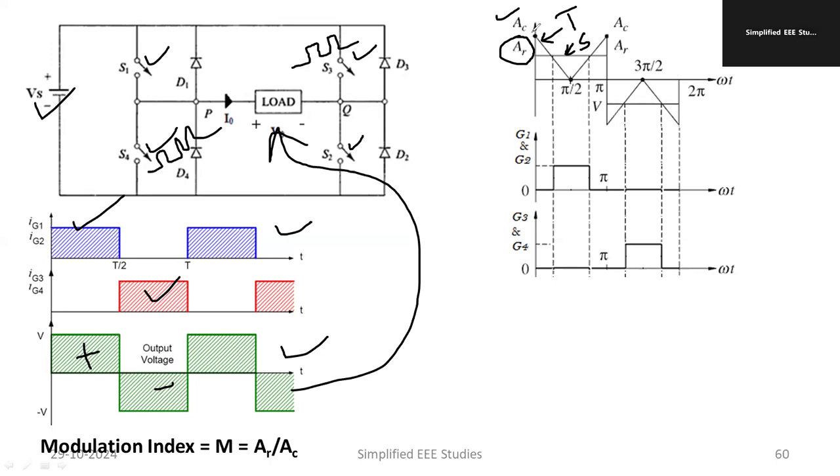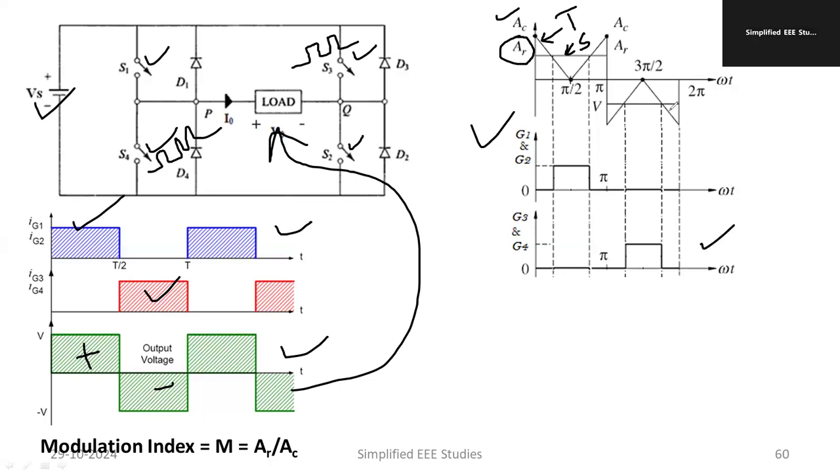So we need to generate the carrier signal as well as the reference signal, then compare the carrier signal with the reference signal. If you subtract AR minus AC, we get a signal like this. This is your pulse. The difference between AR and AC gives us the pulse. This happens whenever S1 and S2 are turned on. Conversely, whenever S3 and S4 are turned on simultaneously, we get pulses like this.